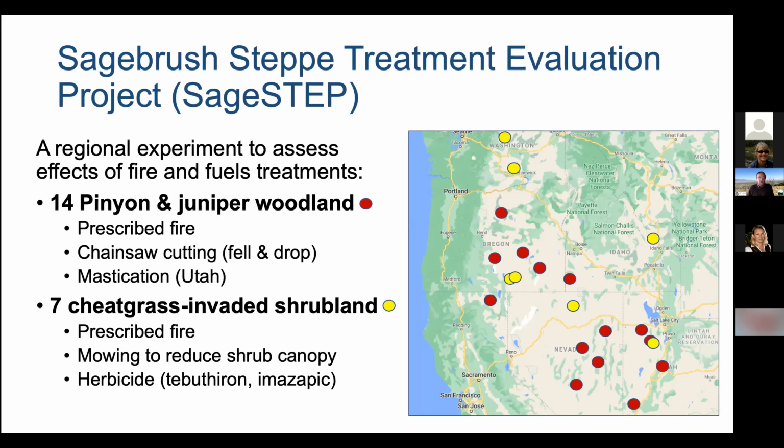And we had 7 sites that were in the process of being invaded by cheatgrass, and they were shrubland sites. Again, those were burned. They were mowed to reduce the shrub canopy and open up the canopy. And then there were a couple of different herbicide treatments applied in different ways for different reasons, using both tebuthiuron and imazapic. So you can see on the map on the right that we have sites extending all the way from southwestern Utah to north central Washington, and from northeast California to the very northeast corner of the sagebrush Great Basin floristic region north of Idaho Falls, Idaho.